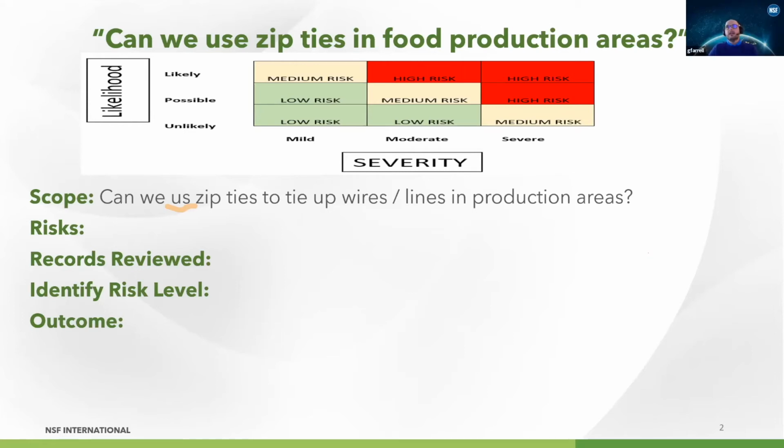We're going to take a step back and look at outcomes. If it's low risk, we're going to use the zip ties in production, right? If it's medium risk, what would you do? Increase inspection reports. You can still use it, you just have to use metal detectable ones, maybe make that a requirement. Use them in production, but not over top of product.